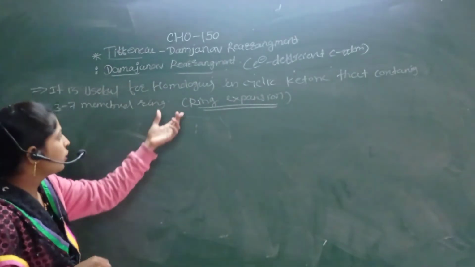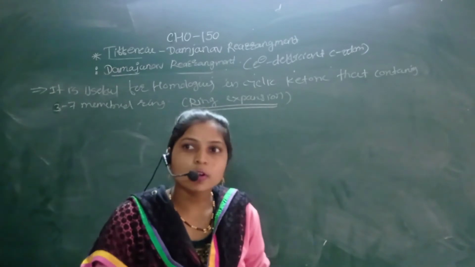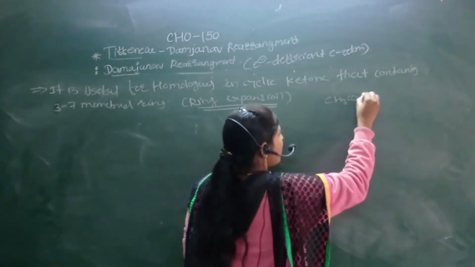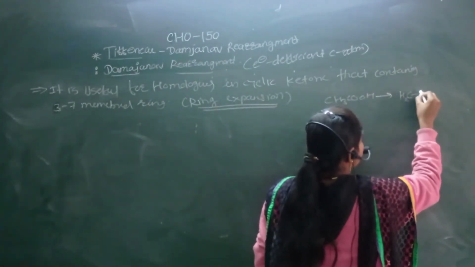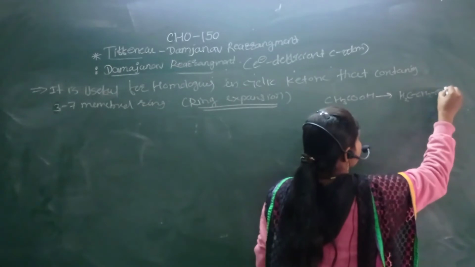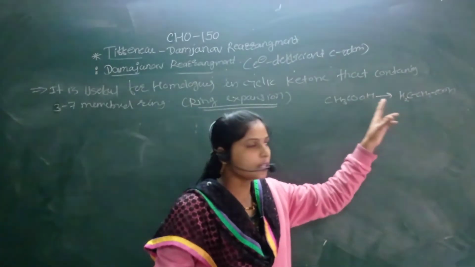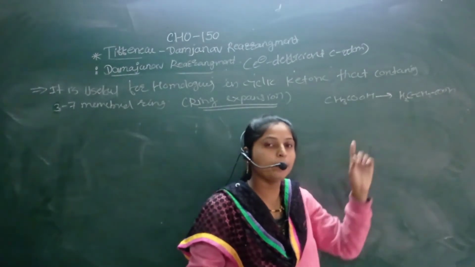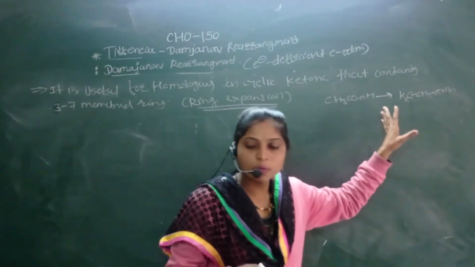So, for example, what is homologation? That is increasing the number of carbon atoms. For example, this is your acetic acid, which is converted into CH3CH2COOH. Means, increasing the number of carbon atoms. Same here, carboxylic acid, acetic acid is converted into propionic acid. Means, increasing the number of carbon atoms. That is a homologous series.